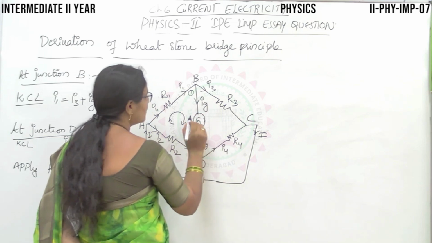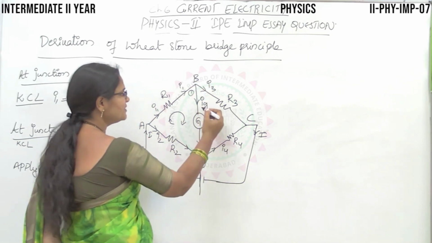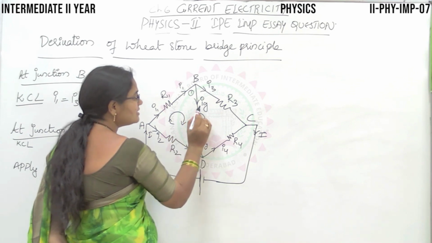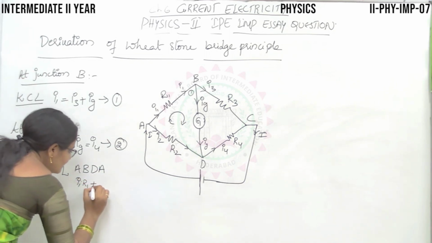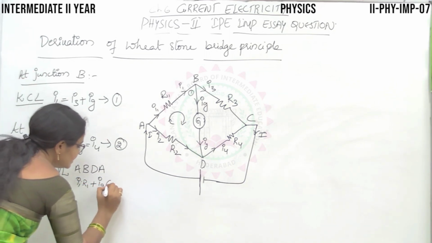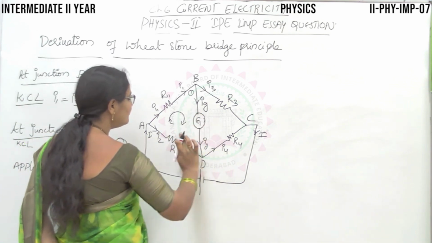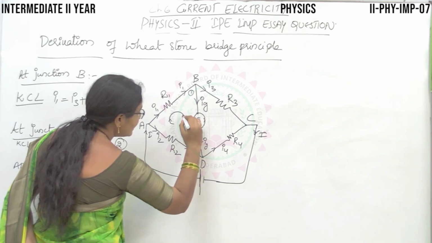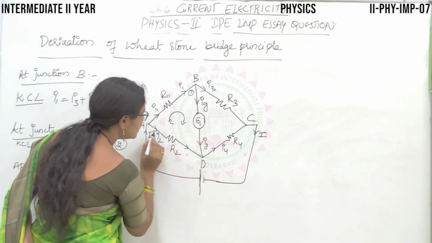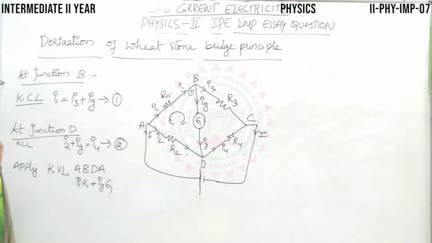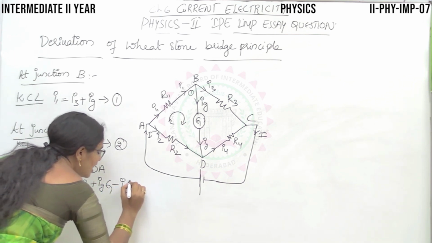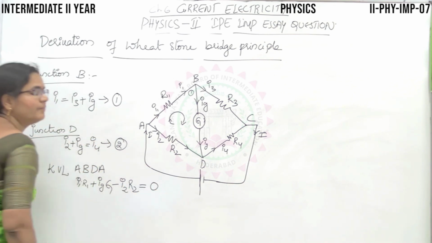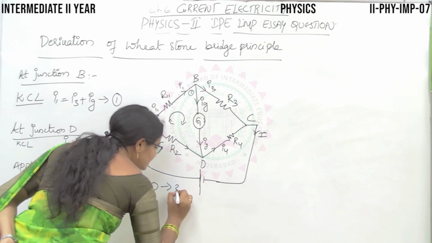Next, coming to this point, what is the potential along this arm? Ig G, right? The assumed direction and original current direction are both in the same direction, so again you have to take plus Ig G. Next, if you go in this way, your assumed direction is opposite to the original direction. When the assumed current direction is opposing the original current direction, you have to take a minus sign. So that is minus I2 R2, equal to 0. Let this be equation number 3.